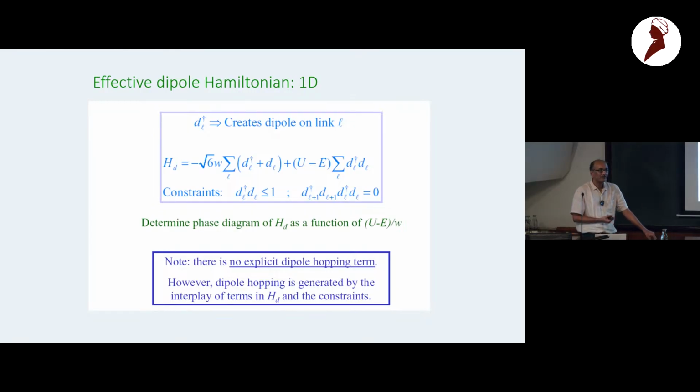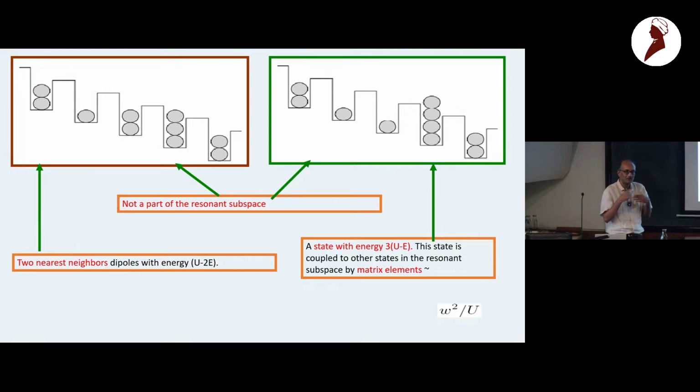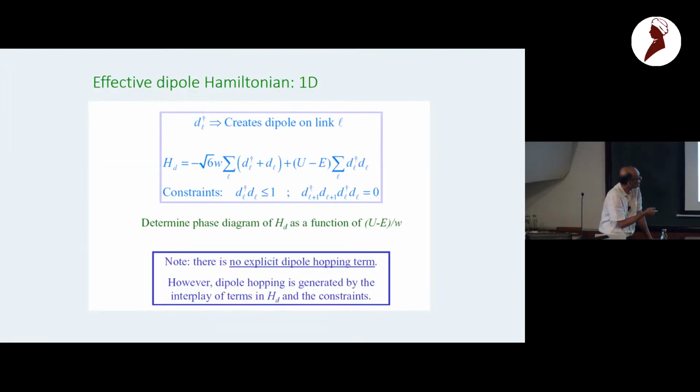But most interestingly, there are these constraints. So you can form only one dipole on a given site, because if you try to form more, you will see that that costs a huge amount of energy, because either E or U do not match with each other. And the second thing is that if you create a dipole out here, you cannot create one on the next site. So this is a configuration where there are two dipoles on neighboring sites, and this is like moving a particle from one site to two sites to the next. That costs an energy U minus 2E, which is not a part of this low energy resonant manifold. So these two are the constraints.